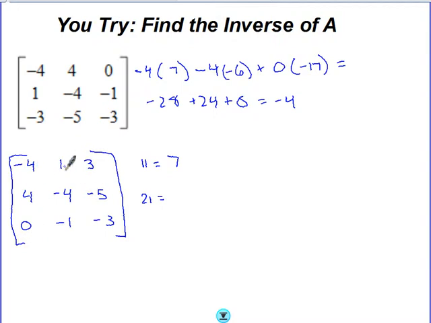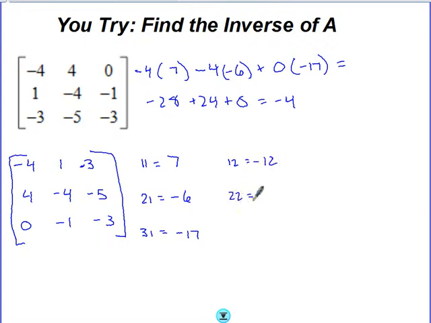So now I have -3, -3 minus 3, which is -6. And then 3,1 means cross out the third row and the first column. So I have -5 minus 12, which is -17. Then I'm going to go to 1,2, which means cross out first row, second column. So I have 4 times -3, which is -12, minus 0.